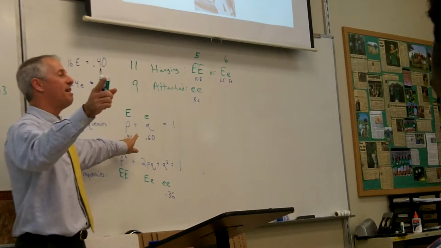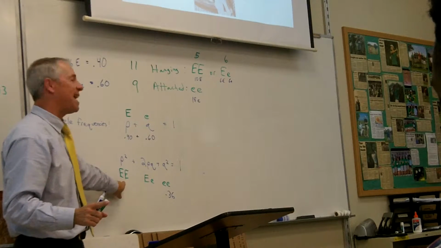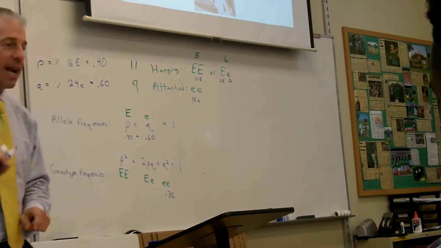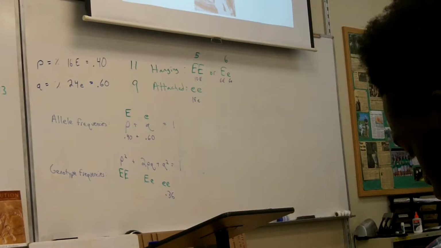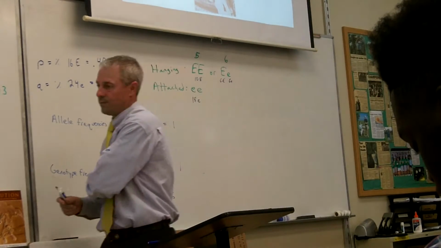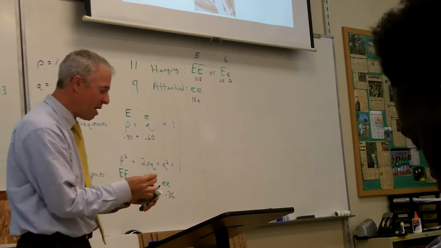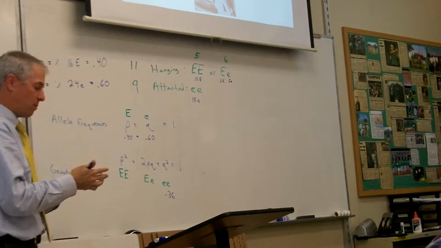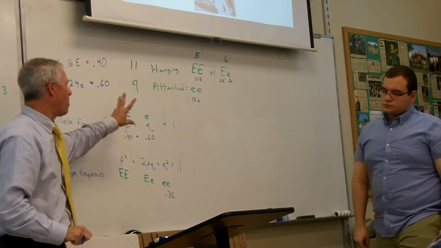Now, 10 points. If you and your group can tell me, what are the odds of getting a big E child in this population? 10 points. Write it down. What are the odds of getting a big E child in this population? Is it 16%? Wait, what's our total population? What's the odds of getting a big E child in our population?